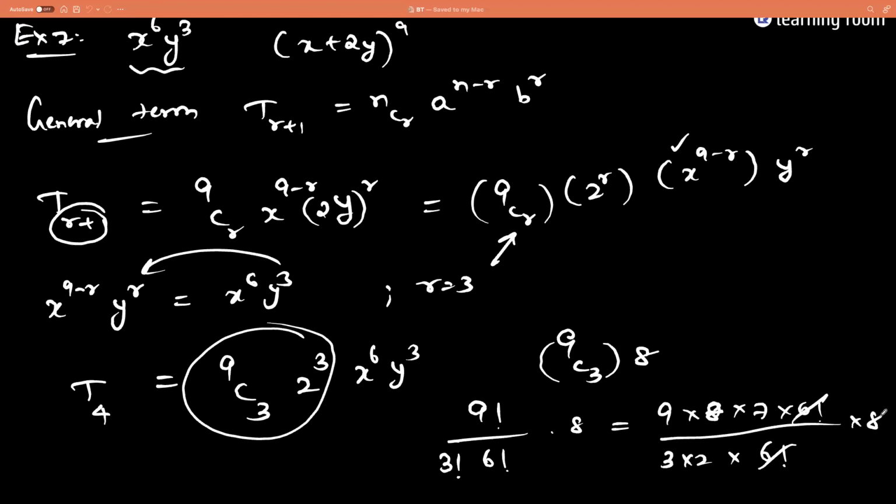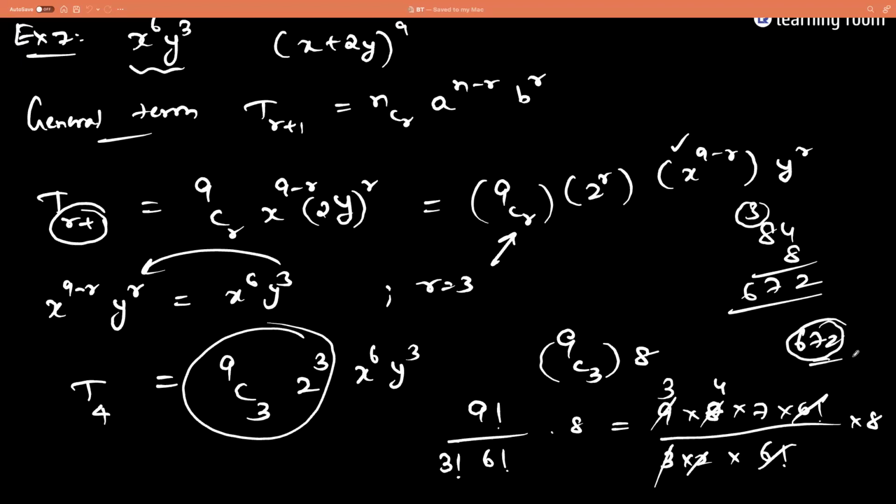So what will you get? 3 will cancel this 3 times. So 3 into 2 into 6. So 12 into 4, 84 into 8. 84 into 8, right? 672 should be the answer. Right? So that is the coefficient. Okay.